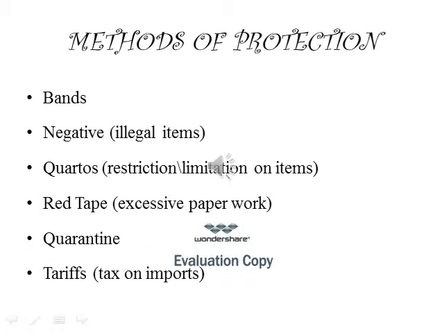Methods of protection. Methods of protection is a system imposed by a government to safeguard and keep track of the amount of imports flowing into a country. Types of methods of protection include bans, negatives, quotas, red tape, quarantine, and tariffs.